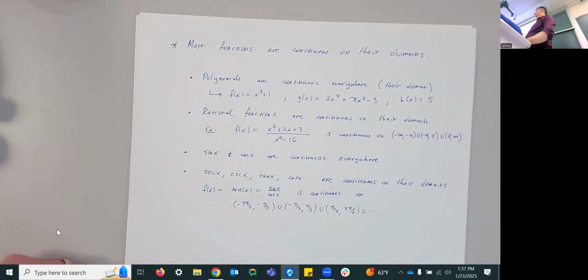But again, if we're asking about where a function is continuous, well, tangent's continuous as long as it's defined. And it's only undefined at pi over 2, and 3 pi over 2, and 5 pi over 2, and 7 pi over 2, and so on and so on.